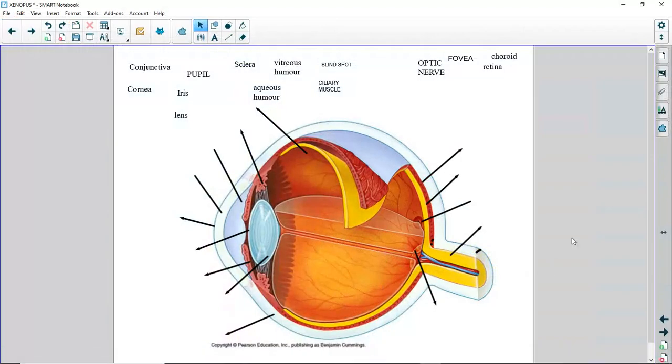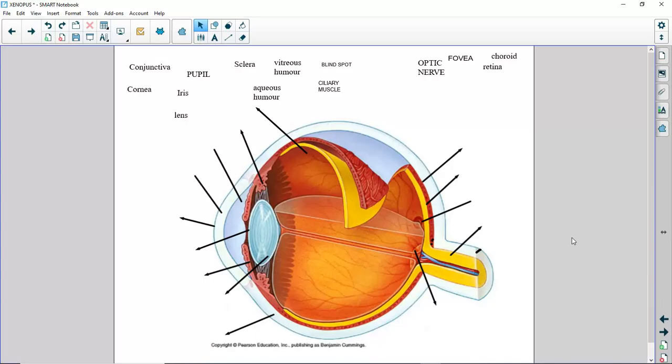All right, so first one here is the parts and functions. We got to label an eye. The eye here is going to be attached to this screencast so that you're able to get it off for your diagram notebook. All right, okay, so let's take a look at it.